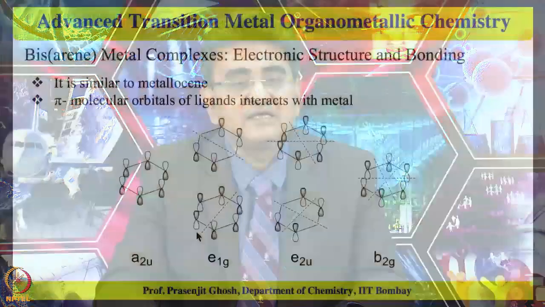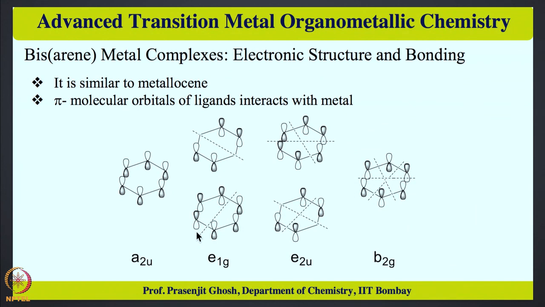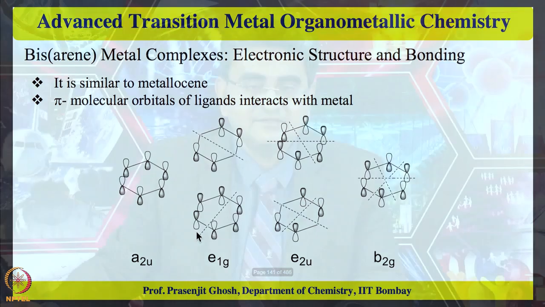Now, before we do that, let us see how these orbitals, A2U, E1G, E2U and B2G, align themselves to interact with various possible metal orbitals. So, we start off with the sigma interaction, which is shown over here. For example, for the A1G orbital, in these arene metal complexes where we have 2 benzene rings of 6 p orbitals each, the A1G combination is something like this.